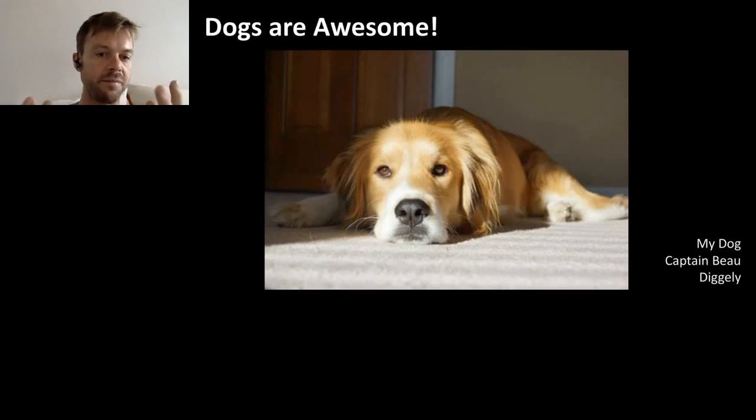In fact, my wife made me get a dog on the basis of this research. His name is Captain Bo Diggly. That's a picture of him. And he has actually been increasing the microbial diversity of our home. So we have him to thank.